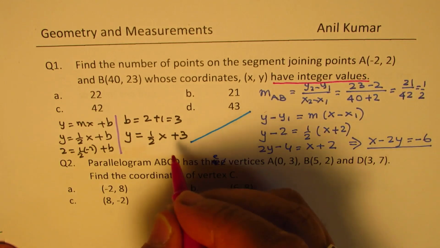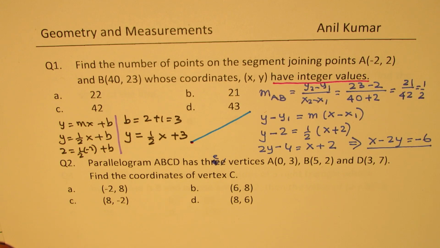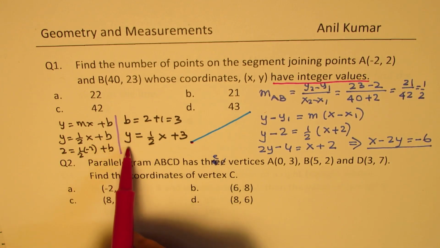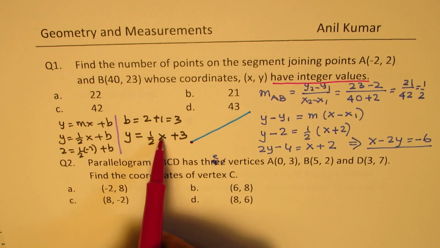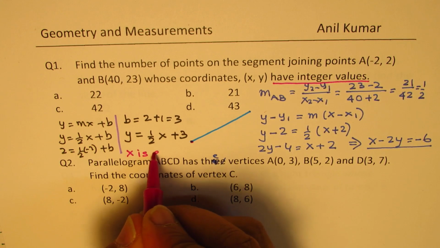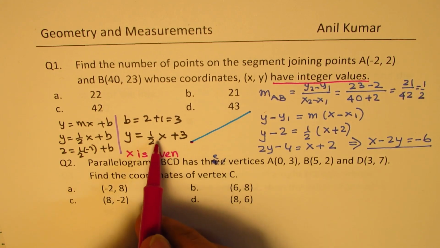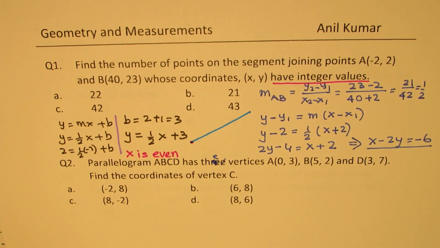Now if you begin with a point with x value of minus 2, when we say y is half of x plus 3, to get integer values, x has to be an even number, right? So x is even, or you can say a multiple of 2. Only then you get integer values. Otherwise, you do not get integer values, right?